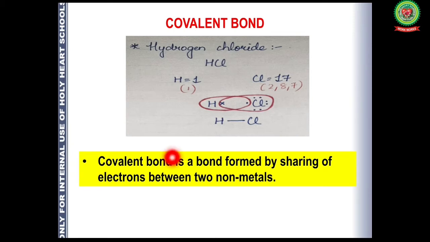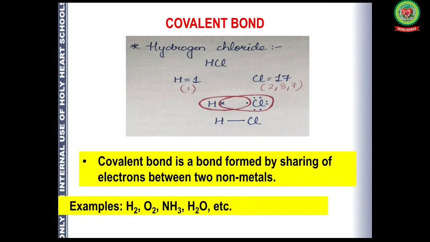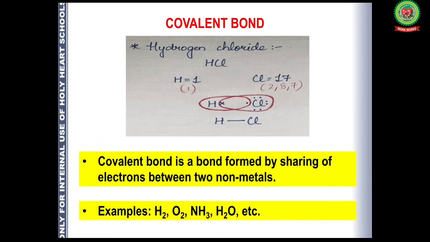So what is a covalent compound? A covalent compound is a compound formed by sharing of electrons between two nonmetals. So in place of bond, in the covalent bond case, you will put compound and then write the covalent compound definition. Examples are hydrogen, oxygen, ammonia, water, and many more, which have non-metals in them. Suppose carbon tetrachloride, CCl4. Carbon is a non-metal, chlorine is also a non-metal. The bond formed in CCl4 is a covalent bond. It is formed by sharing of electrons.